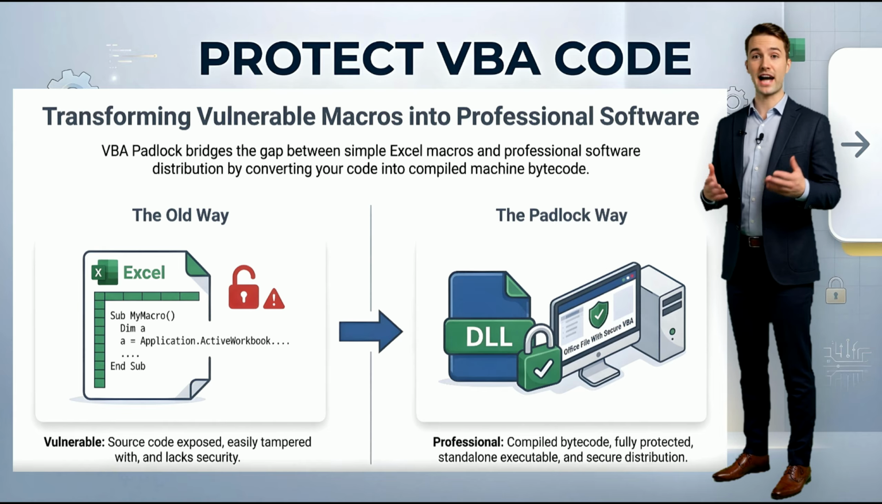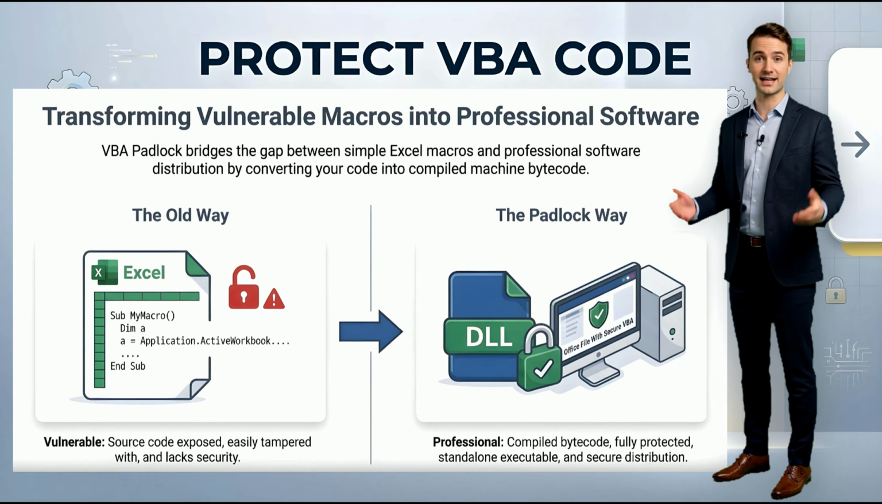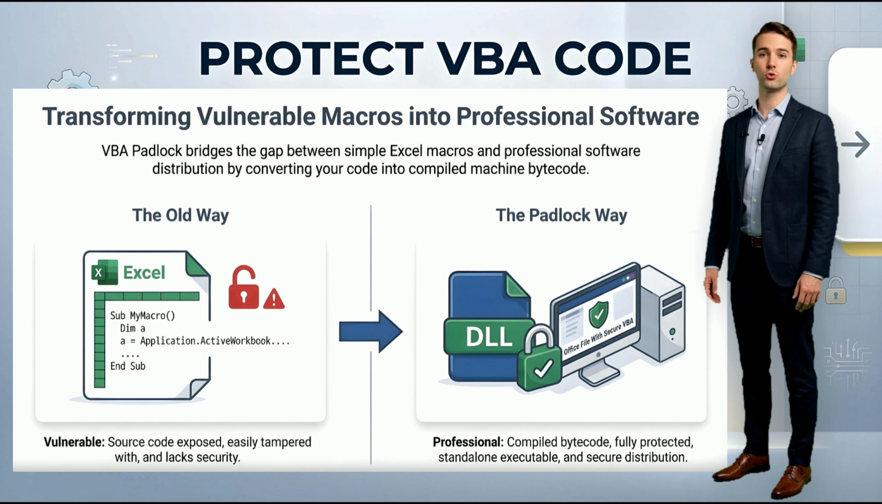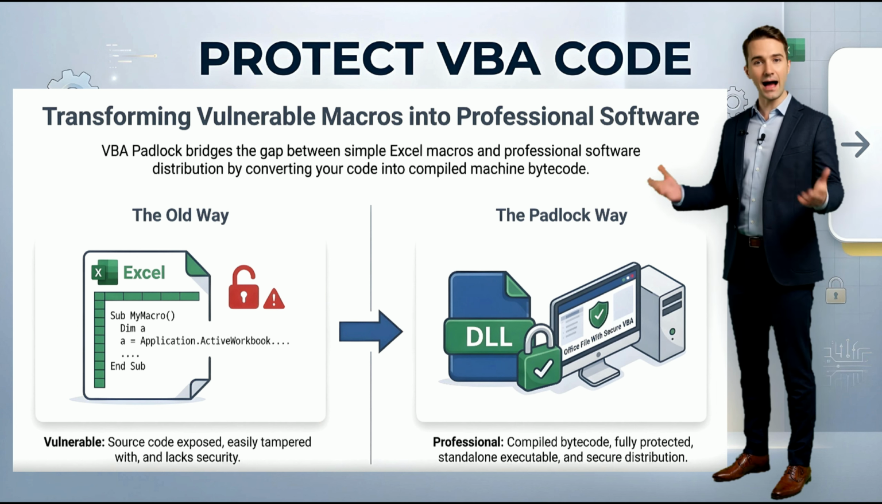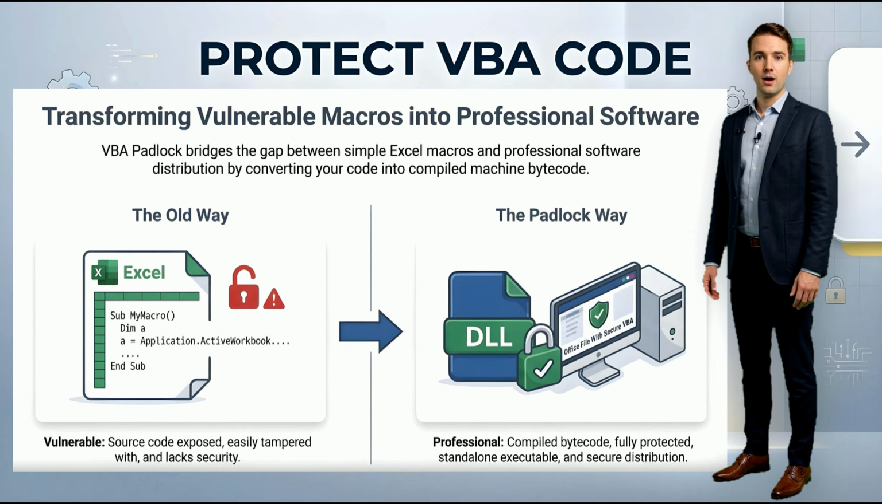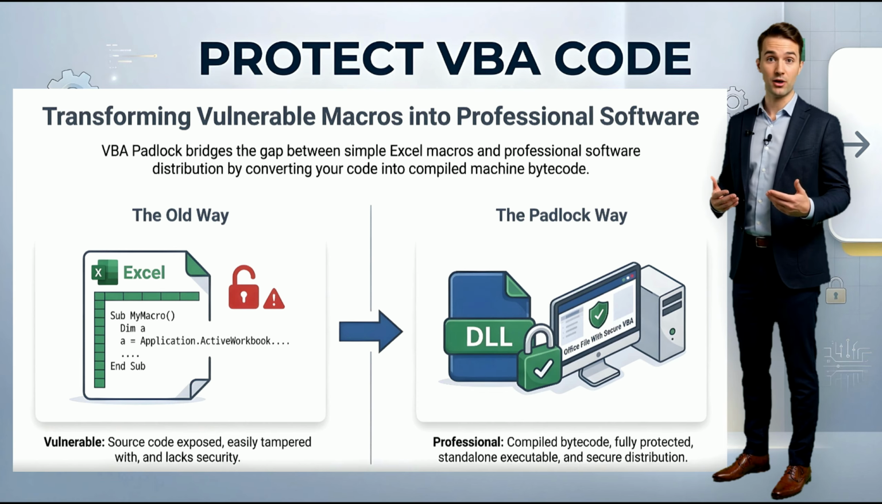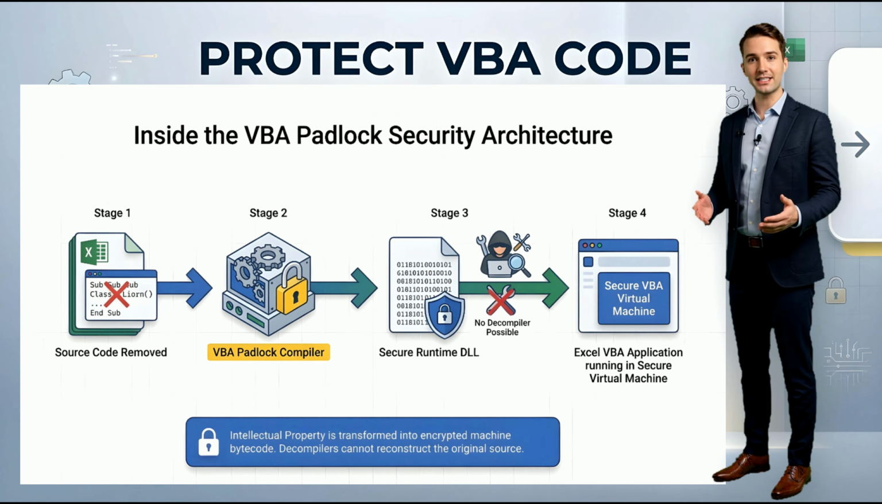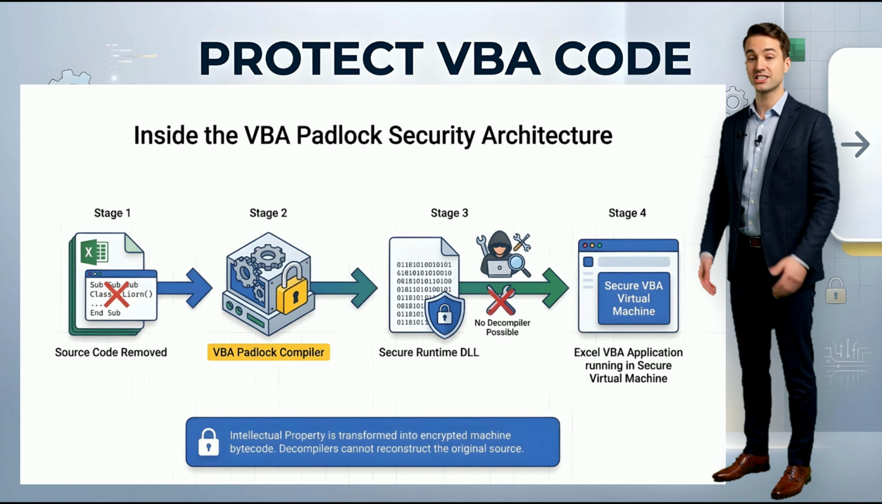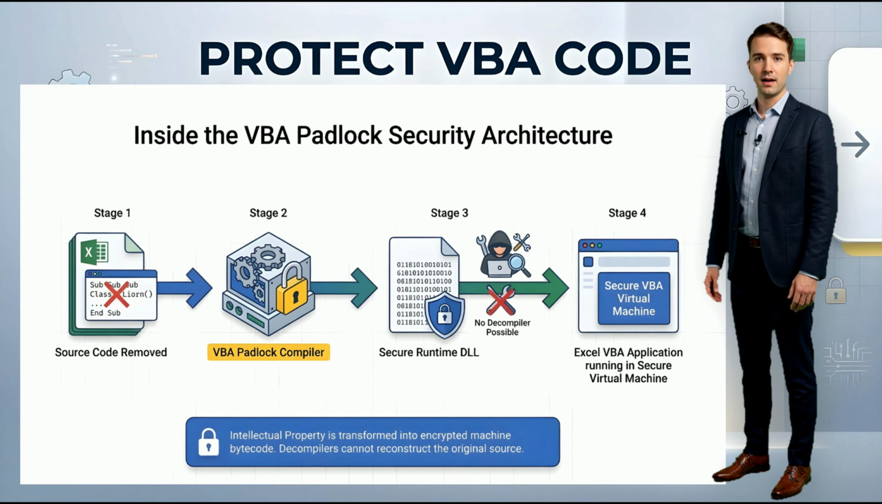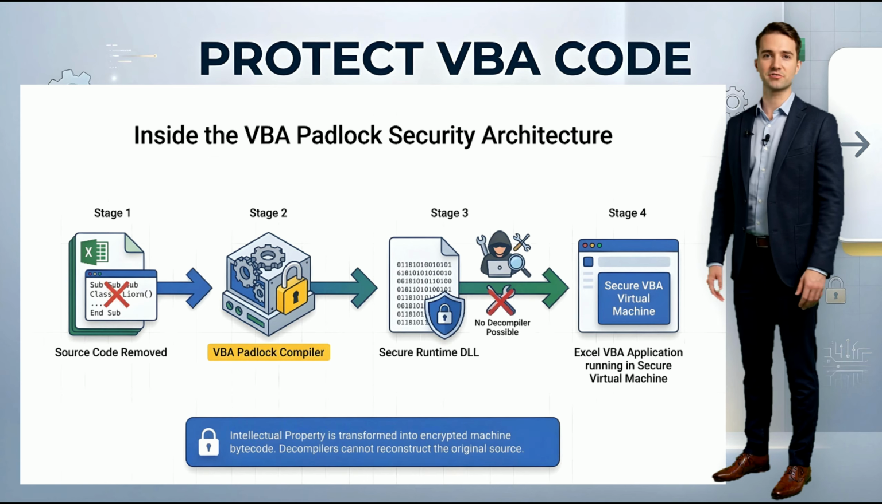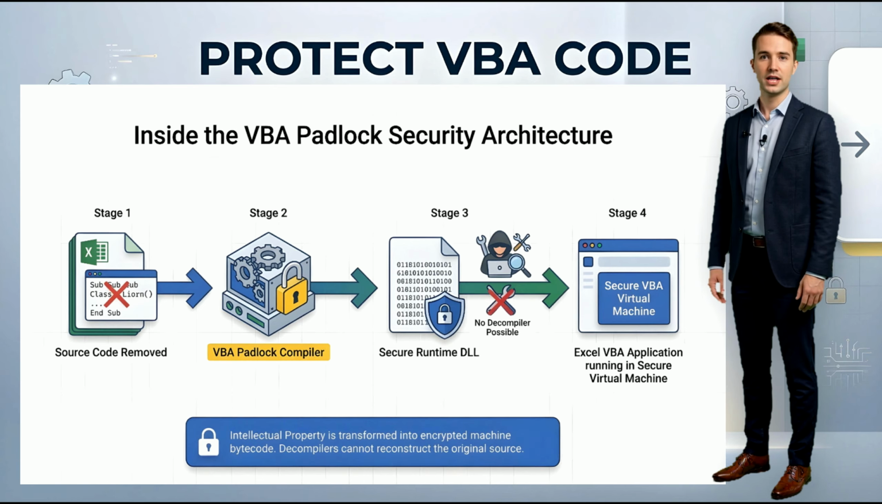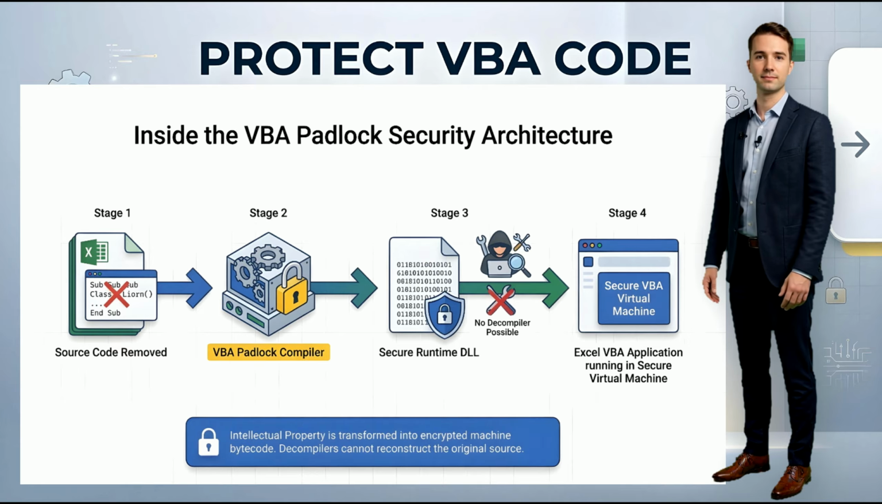Your source code is actually still sitting right there in plain text, just waiting to be cracked by tools anyone can find online. That's where VBA Padlock comes in. We're not talking about a better password, we're talking about true compilation. VBA Padlock takes your readable VBA code and transforms it into lightning-fast, secure machine code. It moves your logic out of the Office file entirely and into a secure, encrypted DLL file.